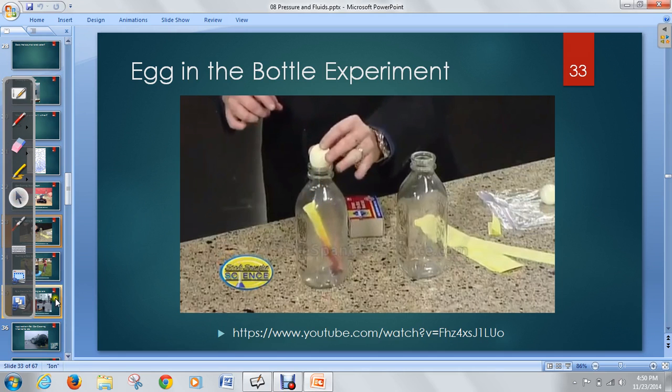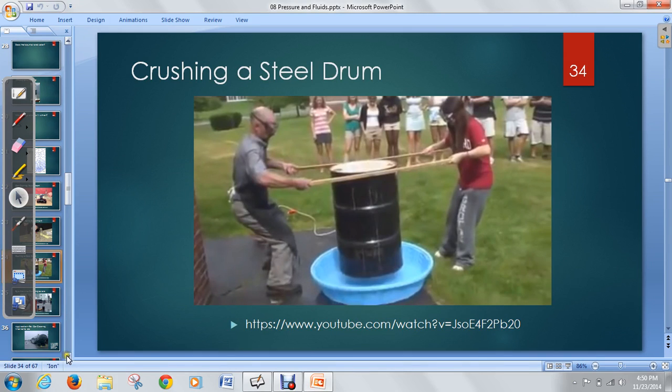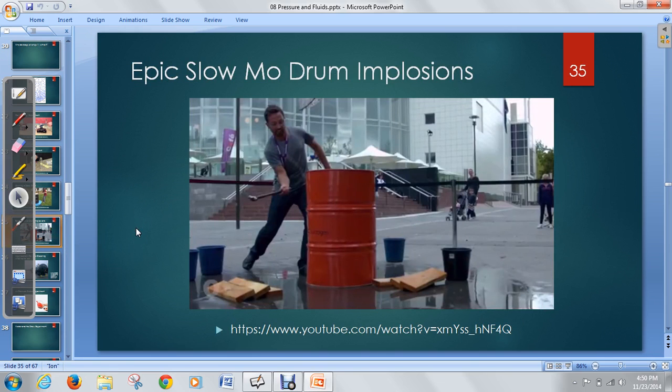We talked about how strong it is. They actually do the same thing as the can crushing experiment, but they do it with a steel drum. So air pressure is even strong enough to collapse a steel drum, which is pretty cool. This is another video of them doing it in slow motion, and they record it in slow motion so you can see the drum actually collapsing, which is pretty cool. So we did a lot of experiments.